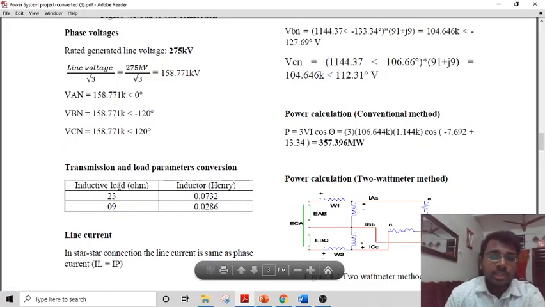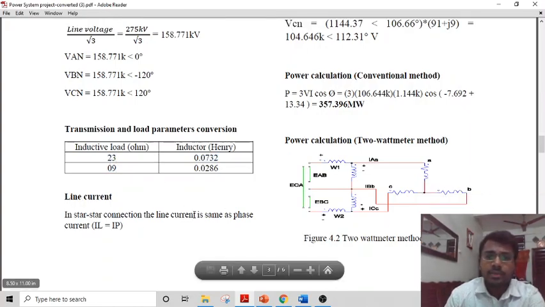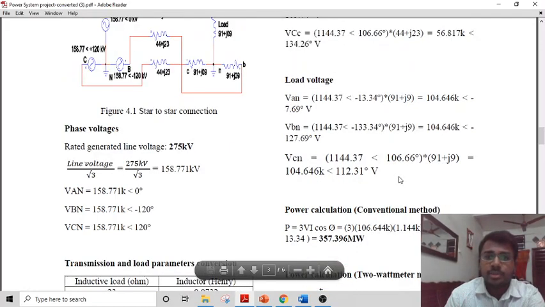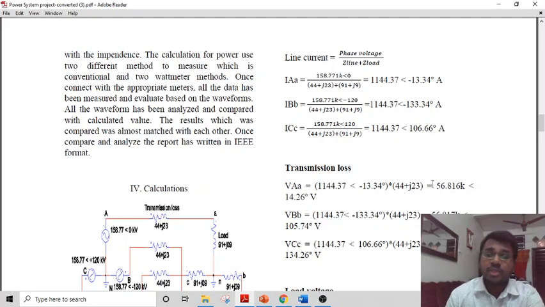All right, and then the transmission load parameters conversion. As I told you earlier, these things have to be converted to their default unit, which is Henry, because these are in ohm. We cannot insert values in ohm in the power simulator software. And then line current: the line current is equal to the phase current in a star-to-star connection, so it doesn't have any issue at all.